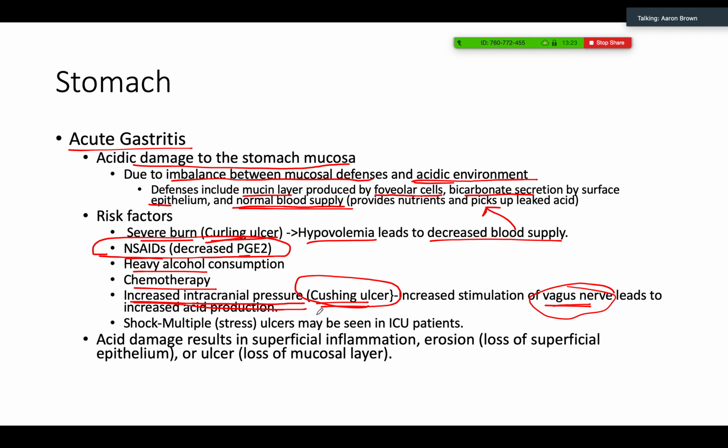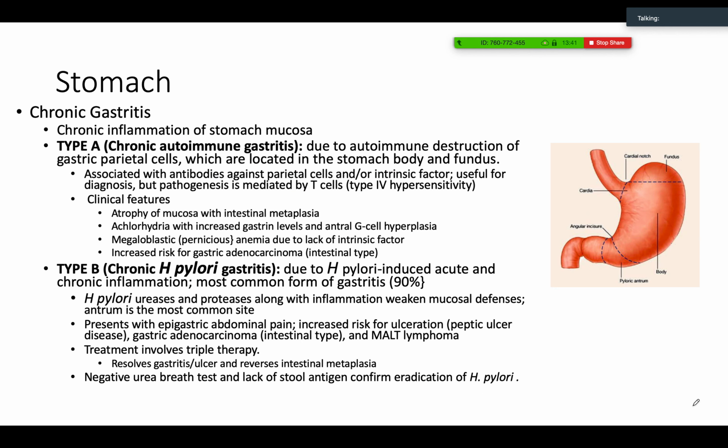Cushing ulcer. Other things, shock can result in stress ulcers. This can also be seen in ICU patients, just like our curling ulcers, okay? So this acid damage results in superficial inflammation, erosion, and can result in an ulcer. So that's our acute gastritis. That's our patient that did not have gastritis before. Boom, all of a sudden they have gastritis.